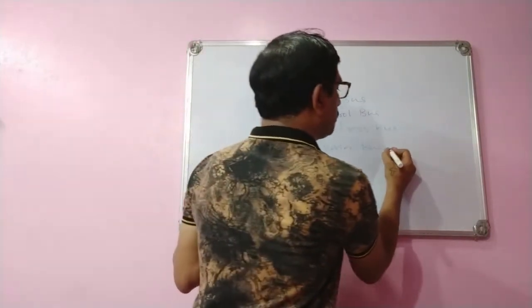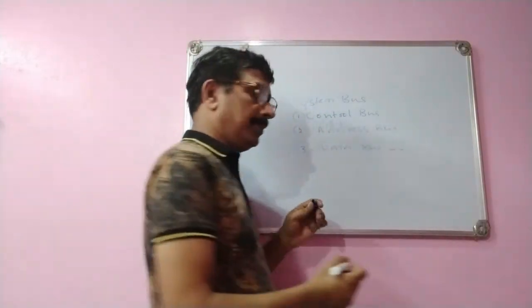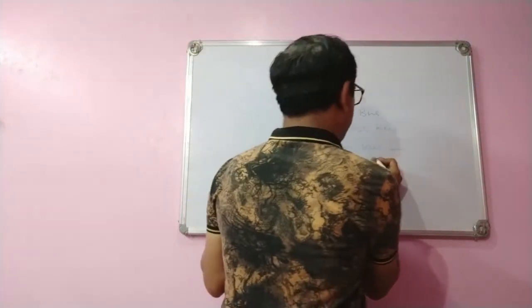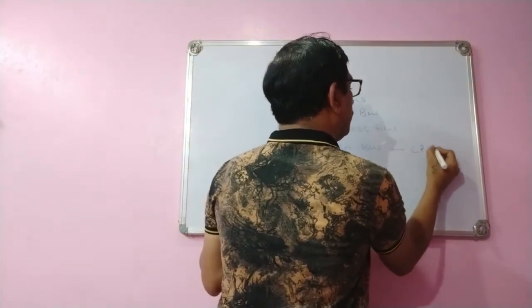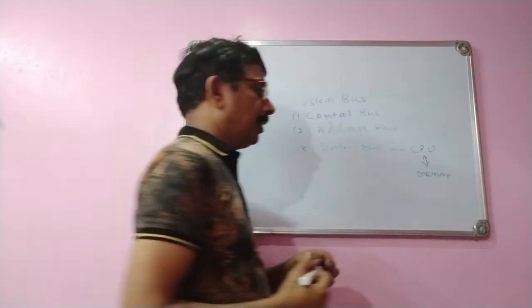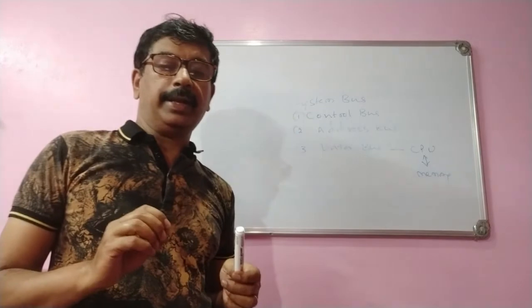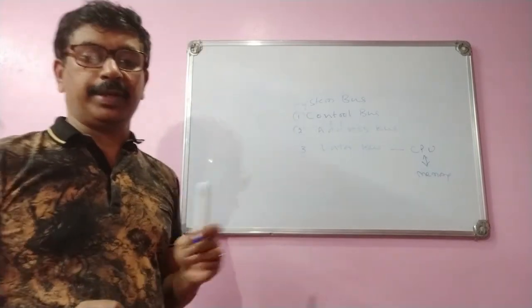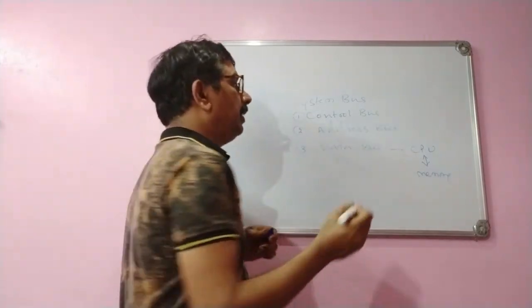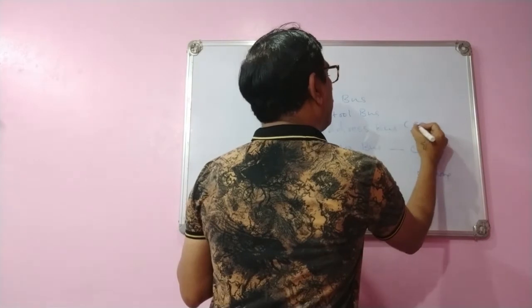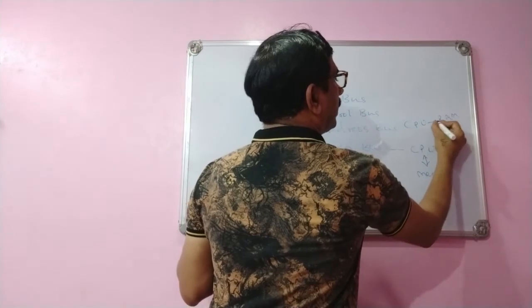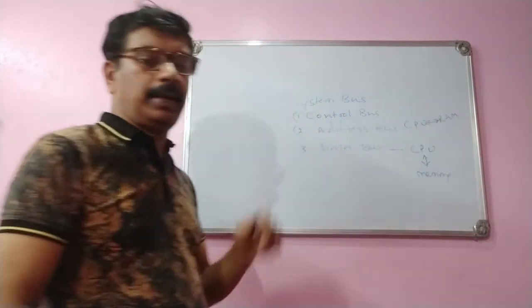Data bus is to transfer the data from CPU to memory. And the address bus is to connect CPU and RAM. That means the CPU and RAM are connected by using address bus.